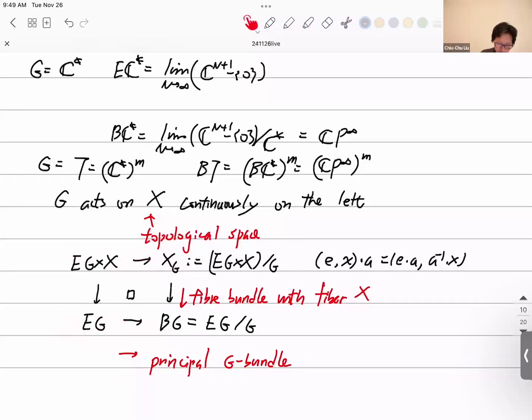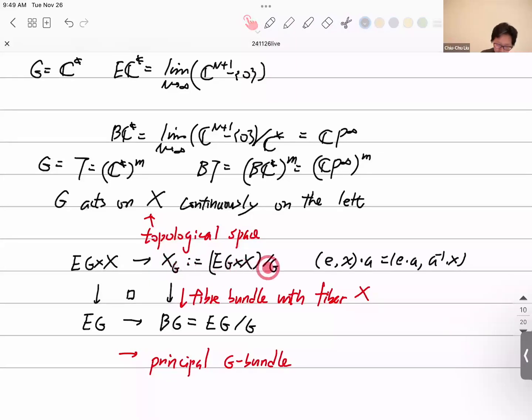So now the horizontal lines are principal G bundles. After we quotient by the free G action, we get this usually non-trivial fiber bundle over BG with fiber X.